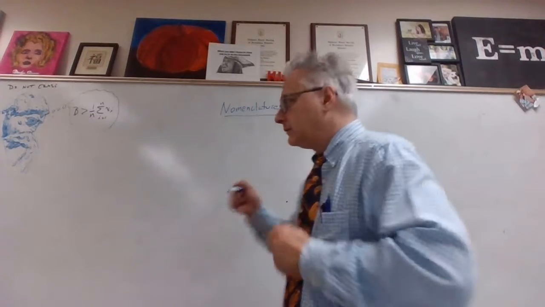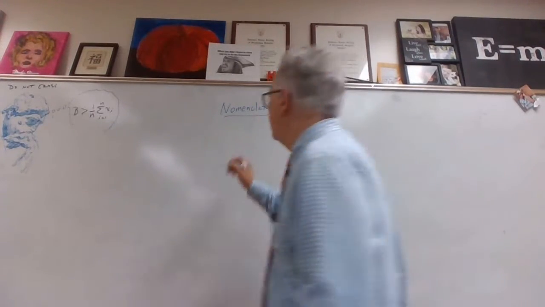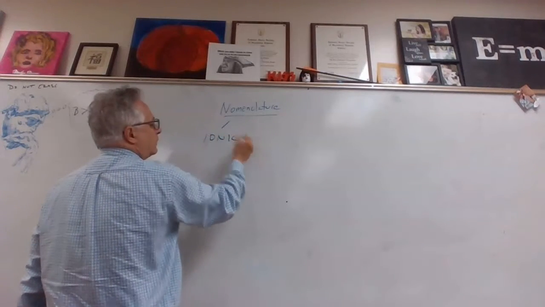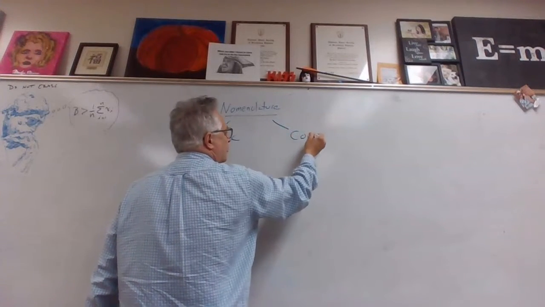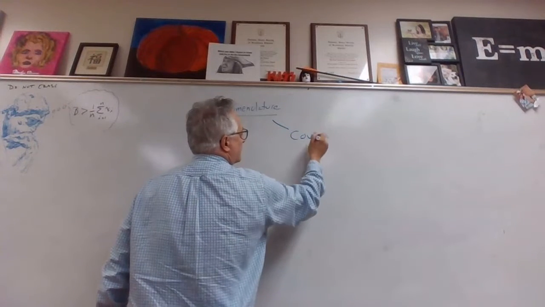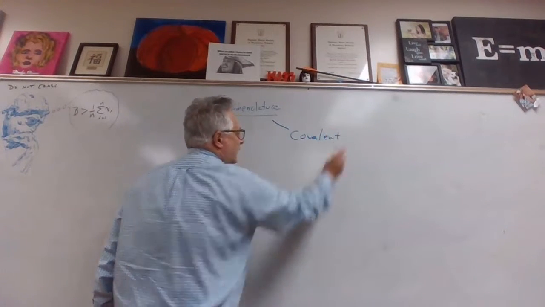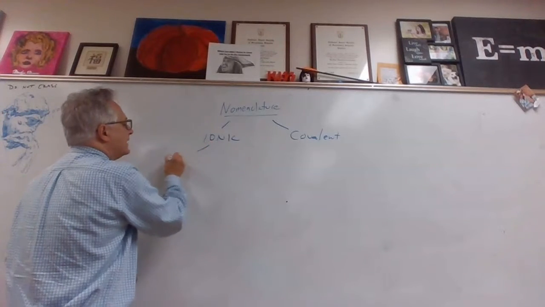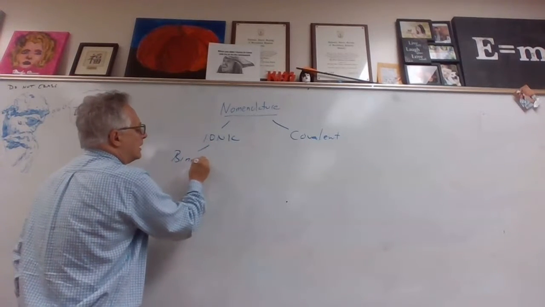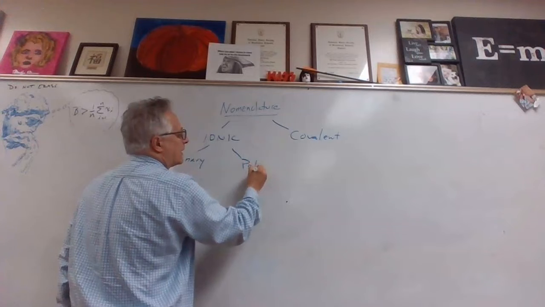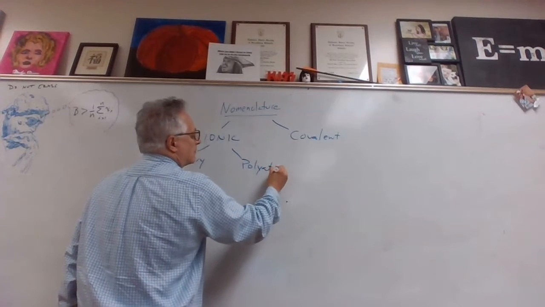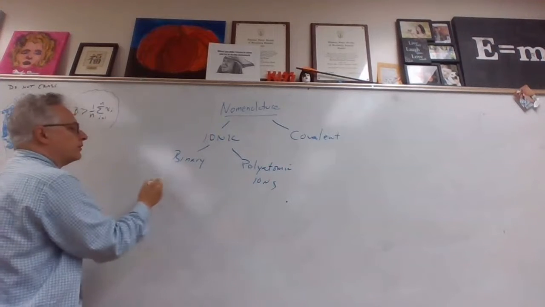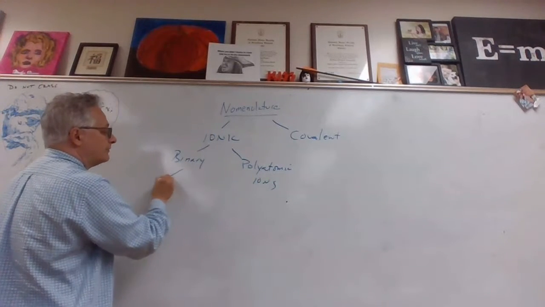Okay, so where are we? Now, just let's keep things in mind. Nomenclature. We are in this realm. You may want to write this down. We have not started here. Covalent. We're going to get to that probably Thursday. Now, ionic, we talked about binary and polyatomic ions. Now, under binary and polyatomic, we have two things.